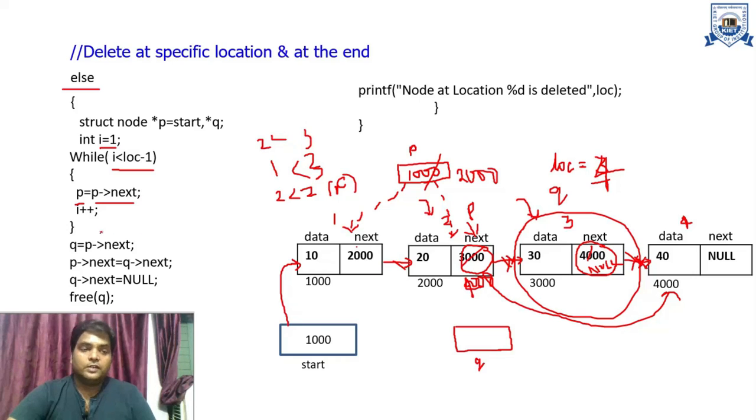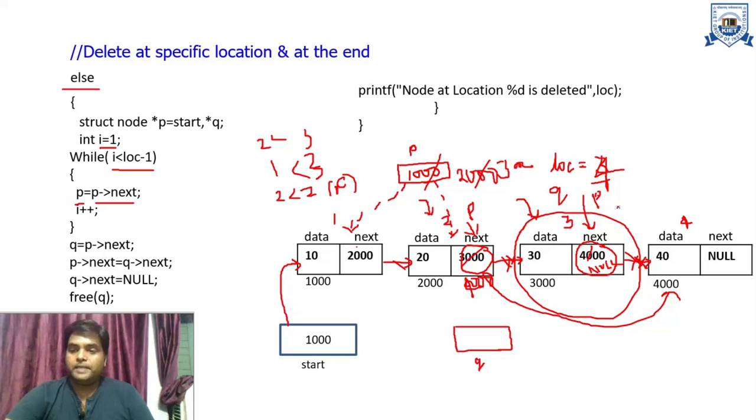So now what we do, P is equal to P2 next. So now P2 next is what? P2 next is 3000, then P 2000 value will be replaced by 3000. Okay, and P is pointing to this particular node. Now I plus plus, now I is equal to 3, 3 is less than 3, condition false, we come out of the while loop.